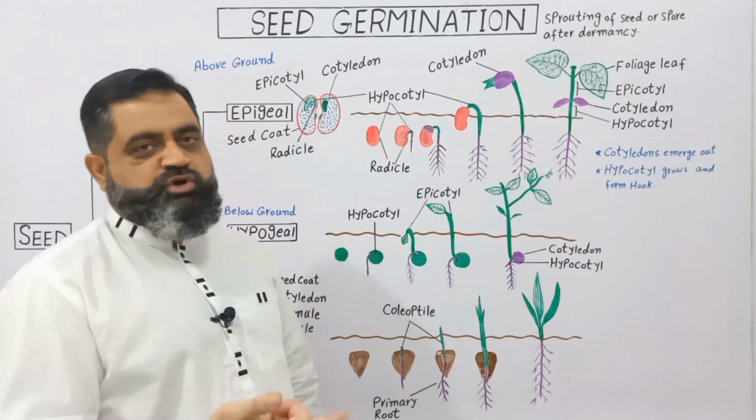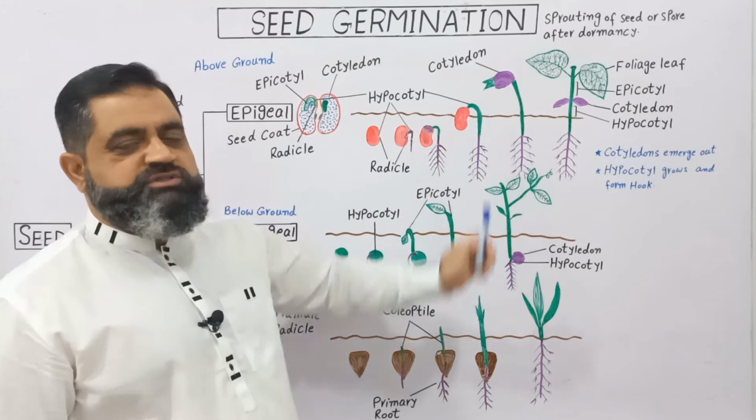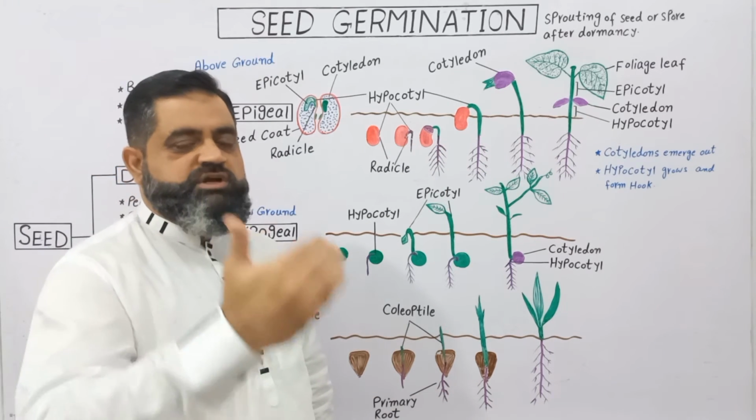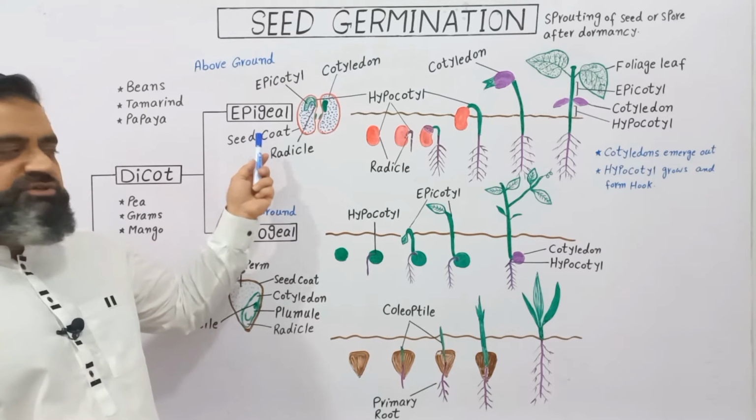It is pulling the whole seed, including the embryo and cotyledons, outside the soil. So this seed is moving out of the soil, because germination is going to take place outside the soil. That is why this type of germination is known as epigeal germination.